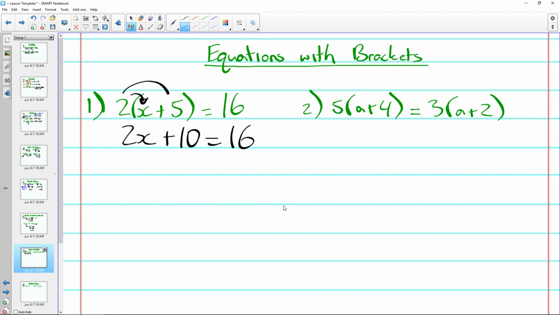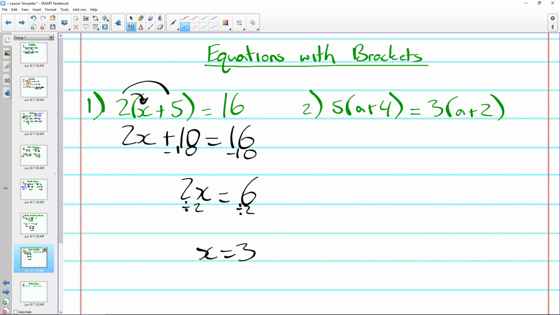And now we just have a two-step equation. We need to think, should we get rid of the 2 or the 10 first? We should get rid of the 10 first because it's further away. So we're going to minus 10, and we get 2x. 16 minus 10 equals 6. And we divide by 2, x equals 3. And there's your answer.